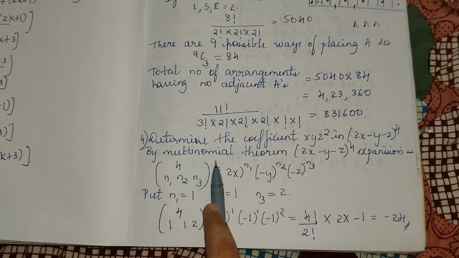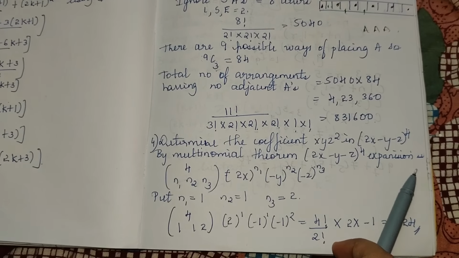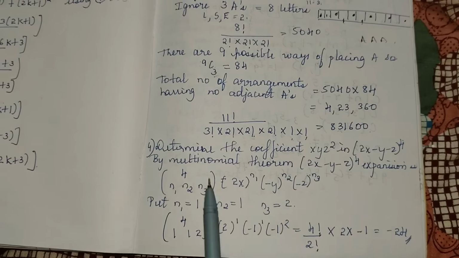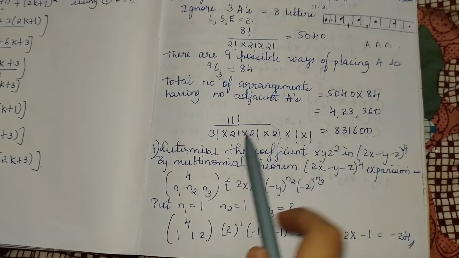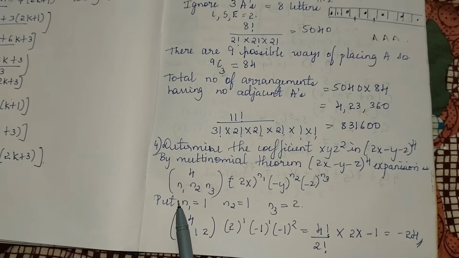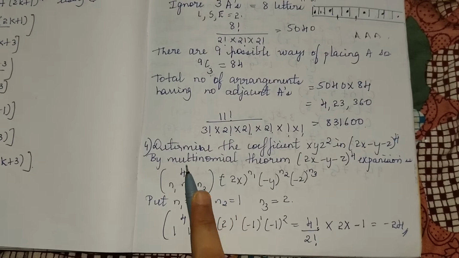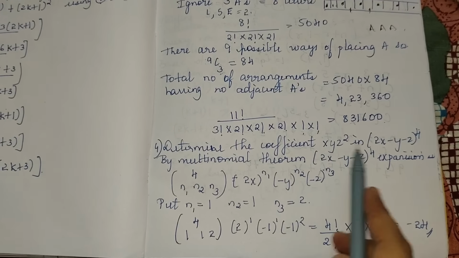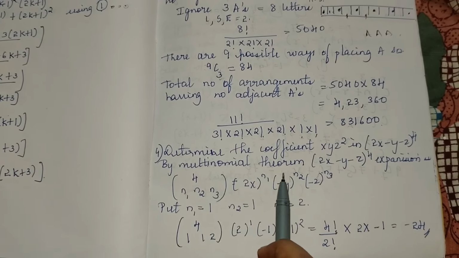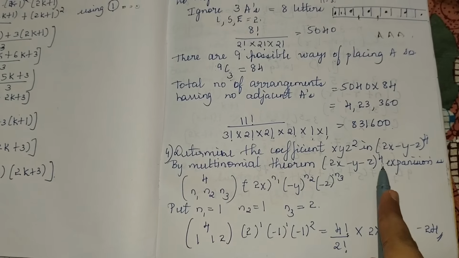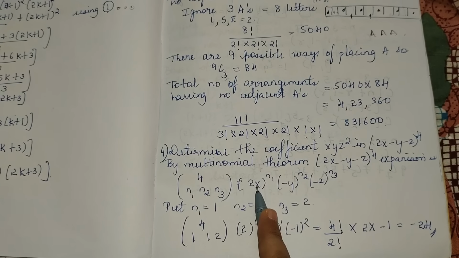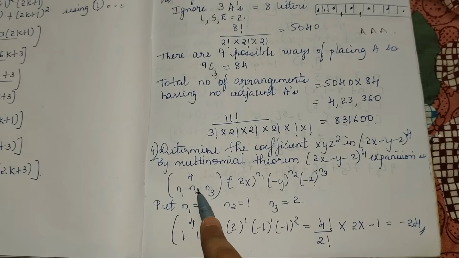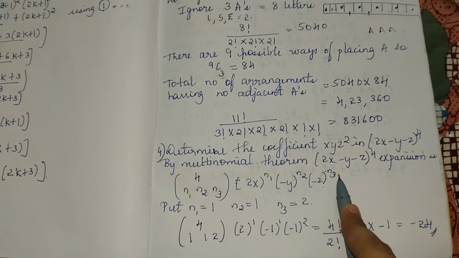Very simple. We have to use the multinomial theorem and find the answer for this expansion. It's very simple actually, so please understand this. Whatever power is there, you write it in the numerator. Below, that is downside, check how many variables we have: 1, 2, 3. 3 variables, so n1, n2, n3. Then for this expansion, write 2x separately, minus y separately, minus z separately, with whatever powers you have here, so write it here, n1, n2, n3.